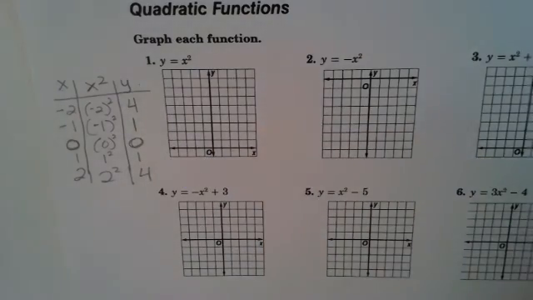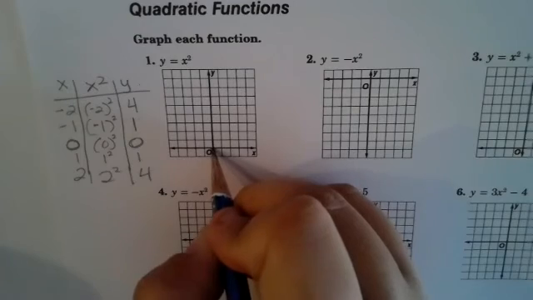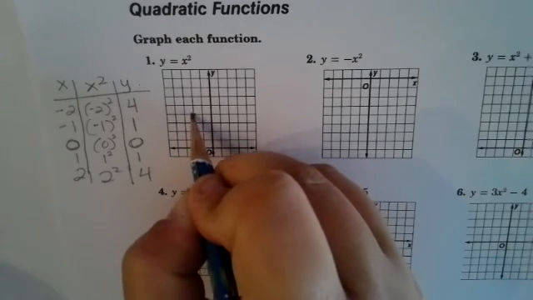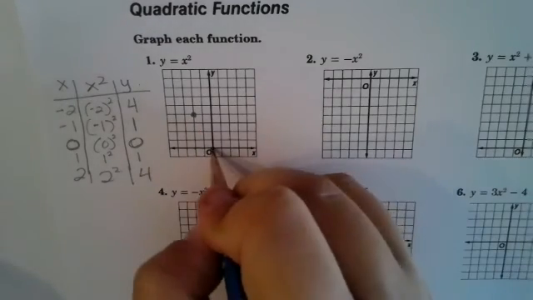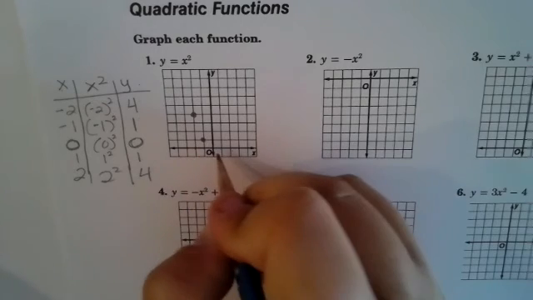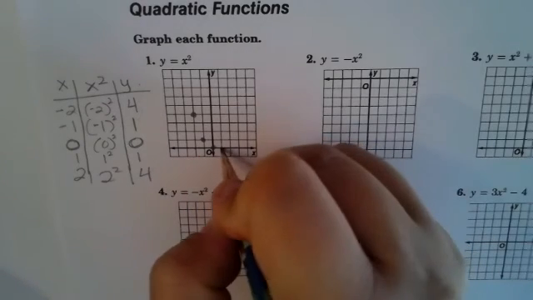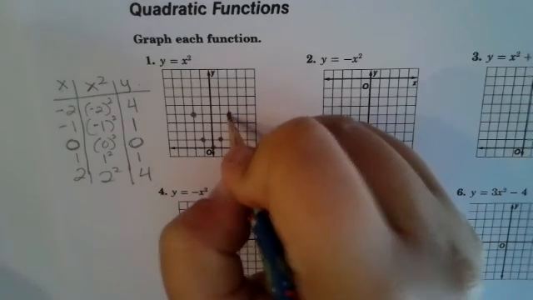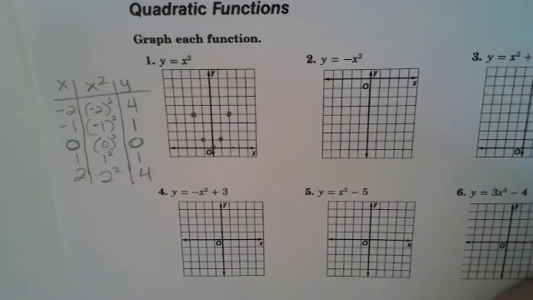So now I'm going to go ahead and graph. My first point is -2, 4: 1, 2, 3, 4. My next point is -1, +1. Then I have 0, 0, then +1, +1, then +2, +4. So I have my points that look like this.